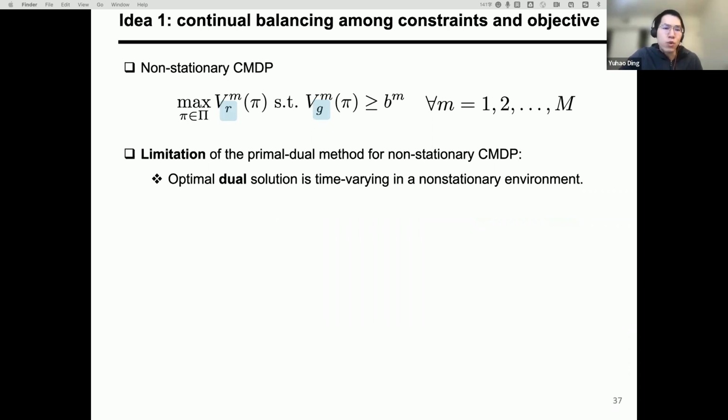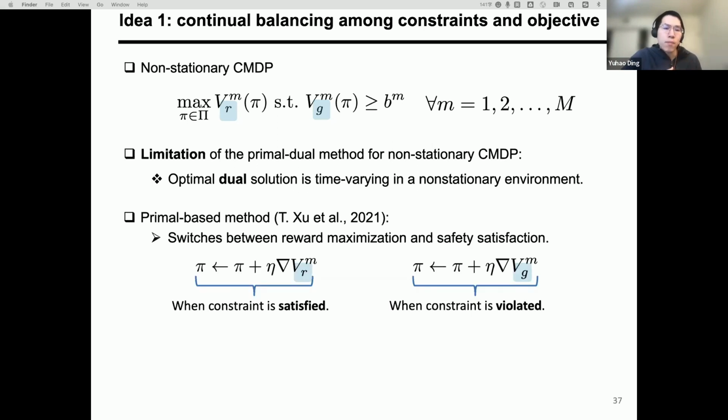The first one is continual balancing between the constraint and the objective, which is a very unique challenge in non-stationary safe RL, because our goal is not just to singly optimize a reward. We need to balance between the constraint violation and the objective maximization. This is more challenging when both of them are non-stationary. The limitation of the proposed primal-dual-based method for the non-stationary CMDP is that the optimal dual solution is time varying in a non-stationary environment, which makes learning and safe exploration more challenging.